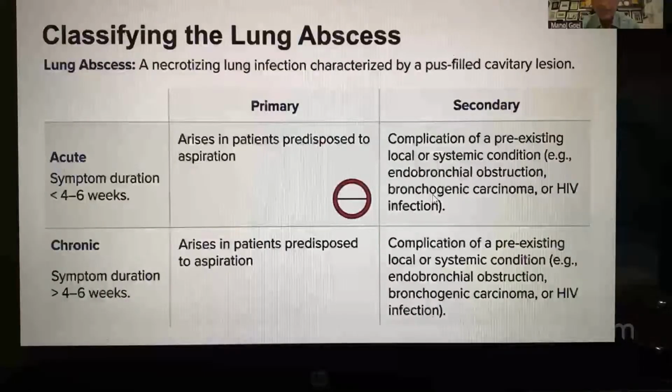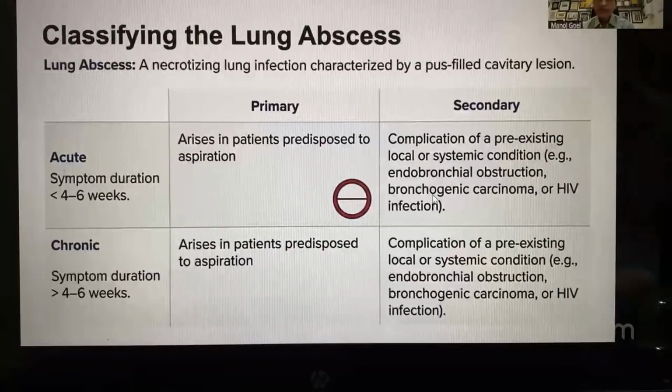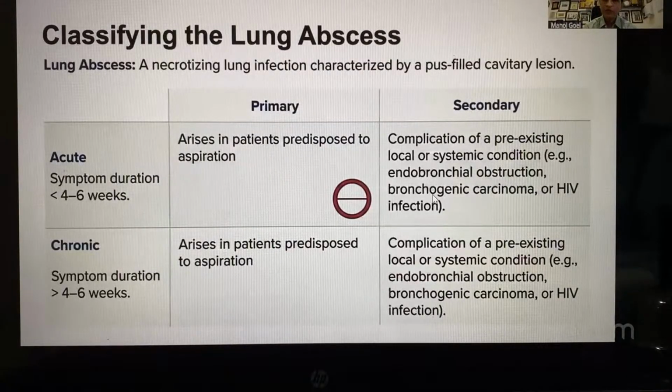Now, coming to classifying the lung abscess, they can be classified as primary when they arise in patients predisposed to aspiration, or they could be secondary lung abscess, which occur as a complication of a pre-existing local or systemic condition. For example, patients who are having endobronchial obstruction, maybe because of a foreign body lost many years ago, or these patients may have bronchogenic carcinoma causing obstruction of the airway, or in patients who are immunocompromised like HIV infection.